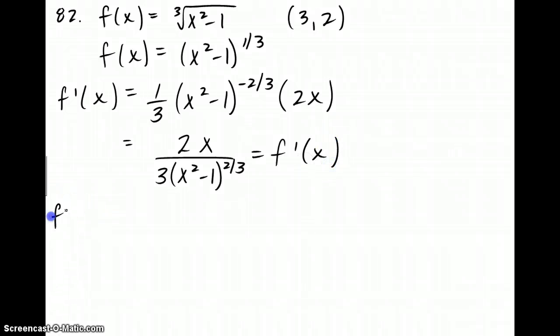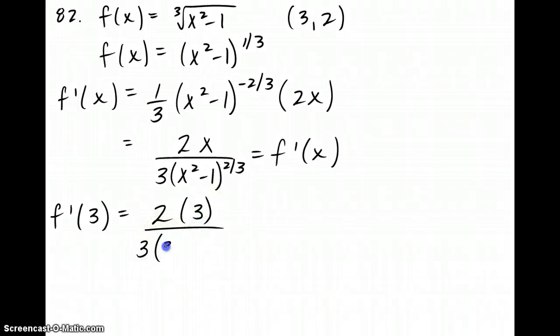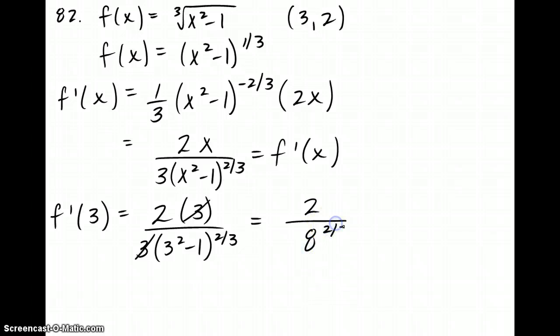Now we want to find the value of the derivative at 3. So replacing the x's with 3. These 3's will cancel. Remember, you don't have a calculator, so looking to simplify anything possible. But 2 times 3 is 6. 6 divided by 3 would give us the 2. Then we have 9 squared minus 1 would give us 8 to the 2/3 power.